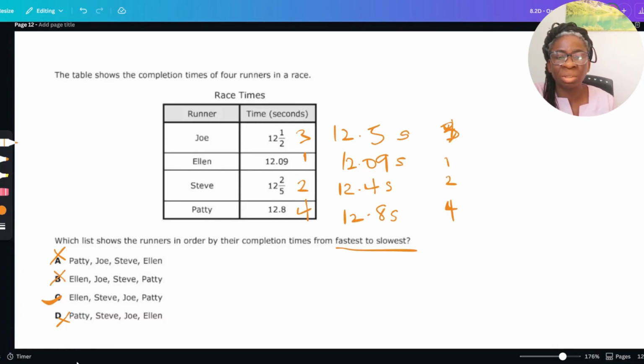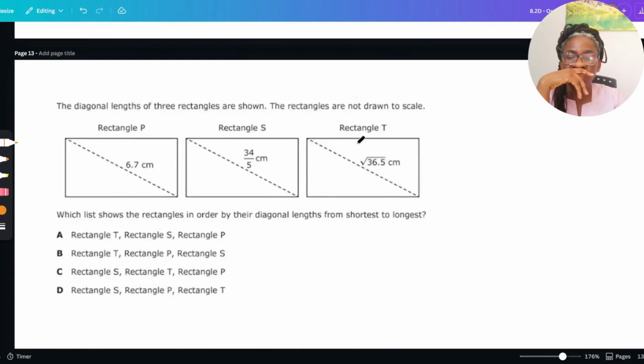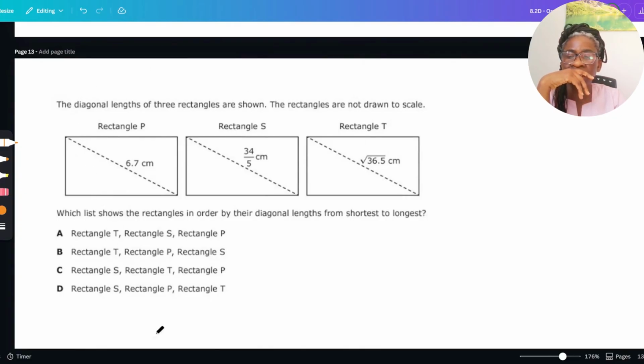So the person that had the smallest seconds is the fastest, and the person that has the biggest seconds is the slowest runner. Now let's move to the next question. This one says the diagonal lengths of 3 rectangles are shown. The rectangles are not drawn to scale. Which list shows the rectangles in order by their diagonal length from shortest to longest?